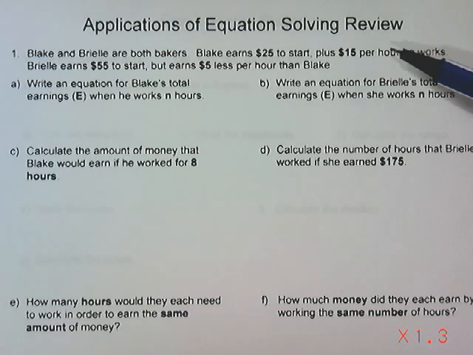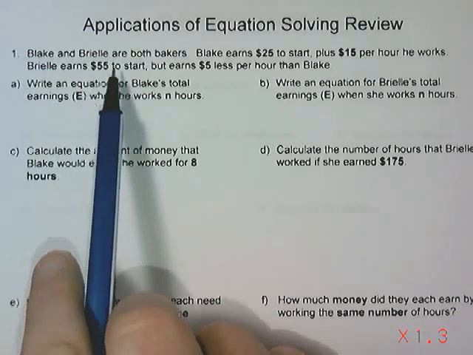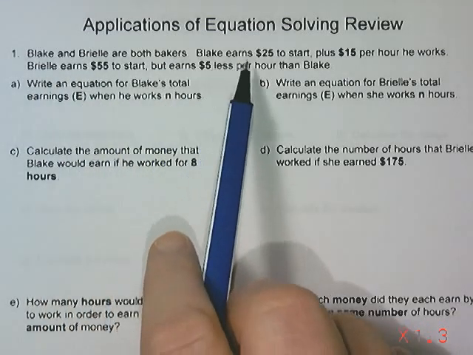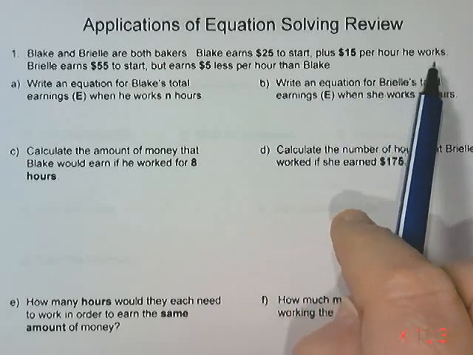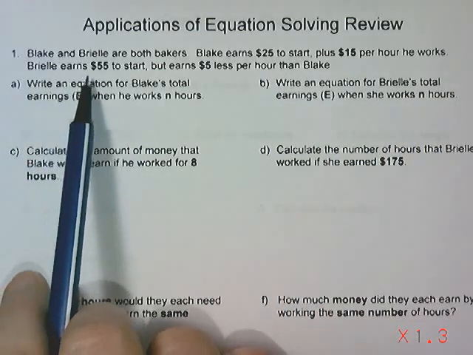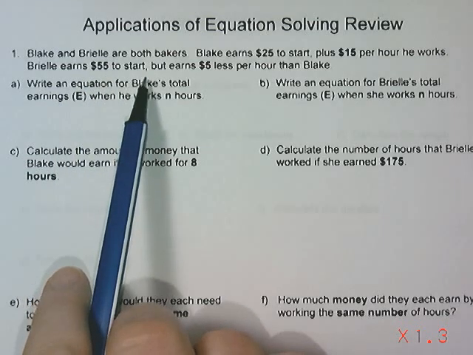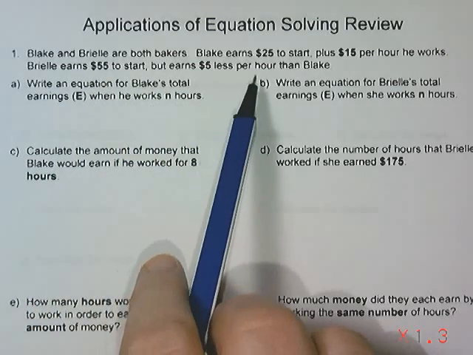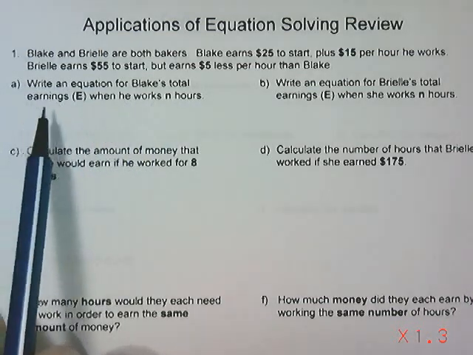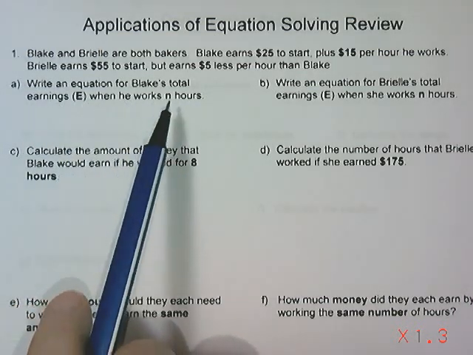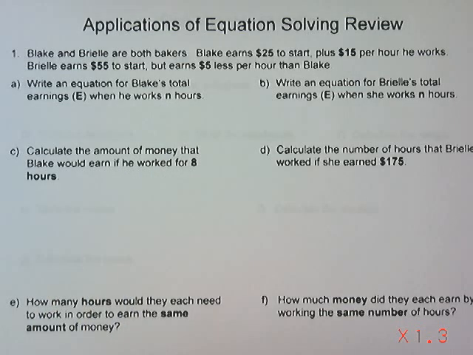This is part 1 of our lesson on applications of equation solving review. So our question here says, Blake and Brielle are both bakers. Blake earns $25 to start, plus $15 per hour he works. Brielle earns $55 to start, but earns $5 less per hour than Blake. It says write an equation for Blake's total earnings, E, when he works N hours.